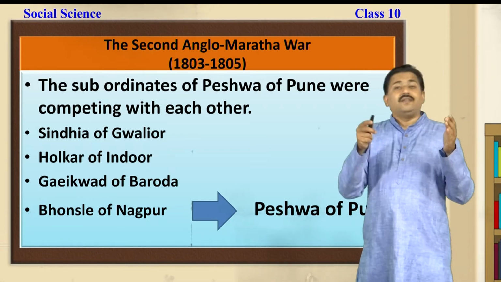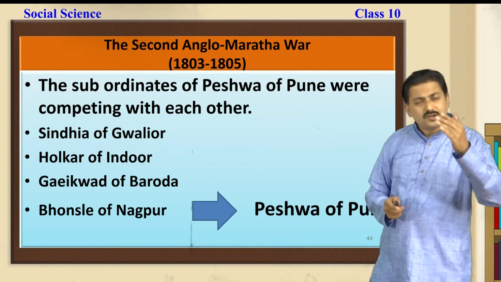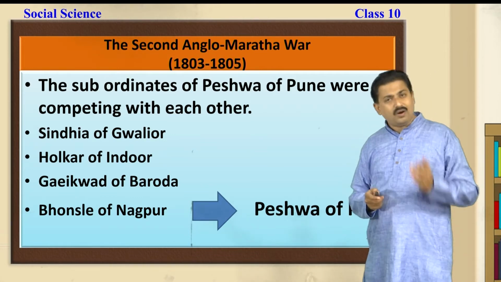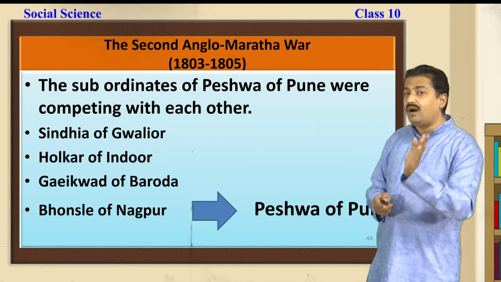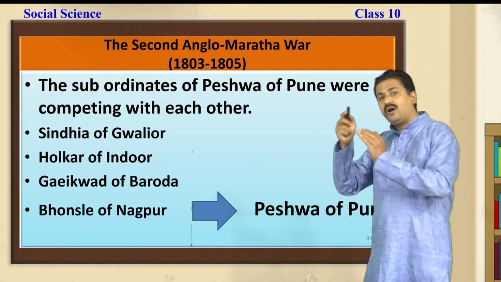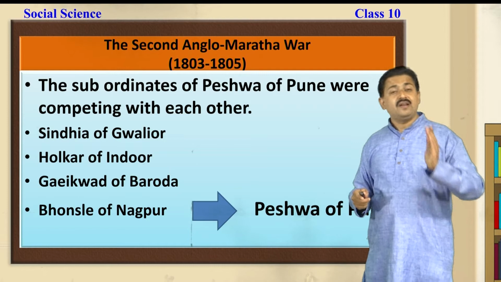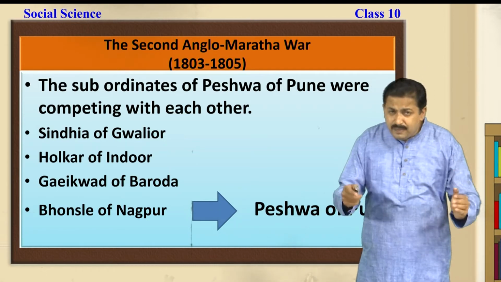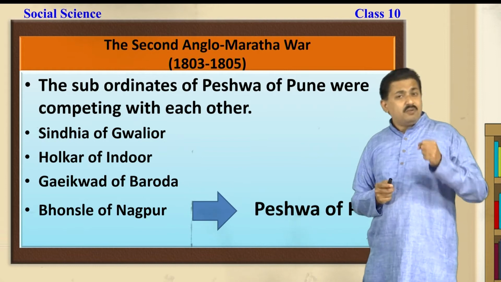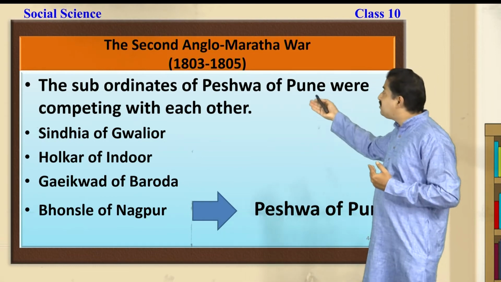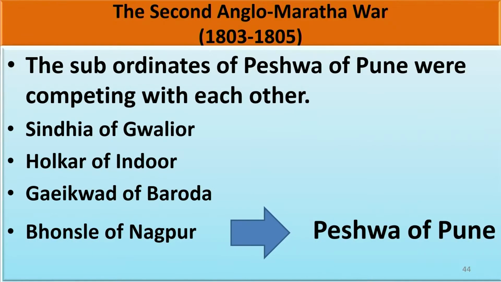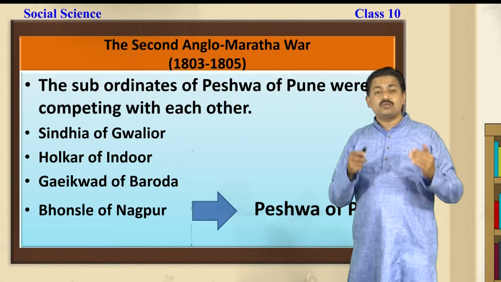At that time, the Peshwa was Bajirao II. Who was Bajirao II? Bajirao II was the son of Raghoba, who was also called Raghunatha Rao. Raghunatha Rao's son Bajirao II had become the Peshwa at a very young age, and he was unable to control any of these leaders of the Maratha Confederacy. At this point of time, each subordinate tried to dominate and influence Peshwa Bajirao II, the Peshwa of Pune.